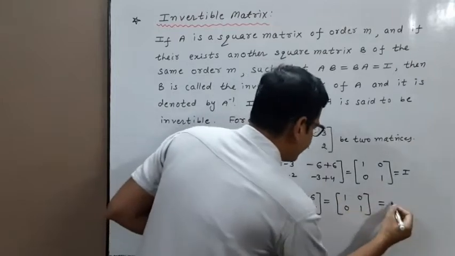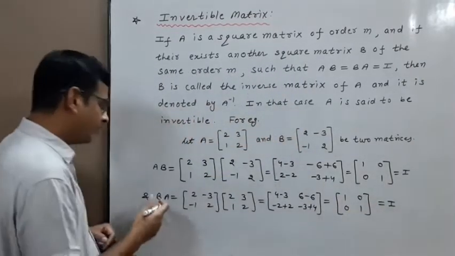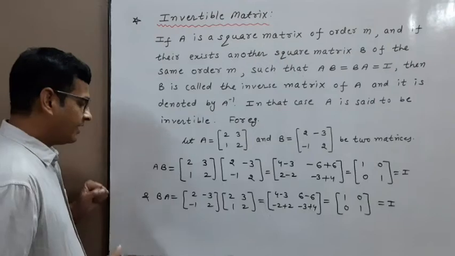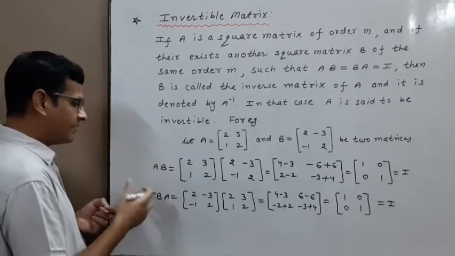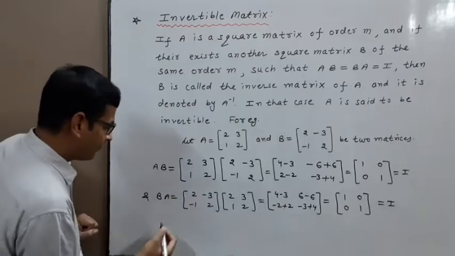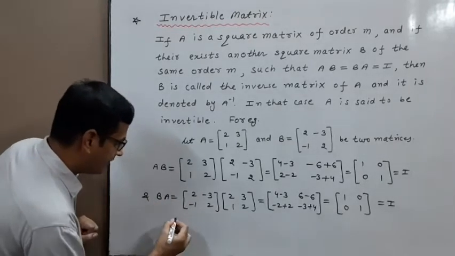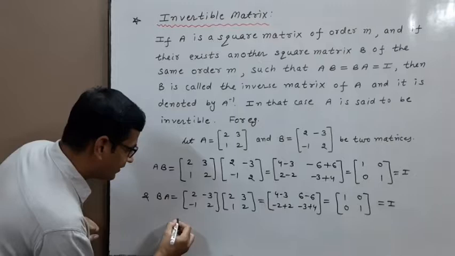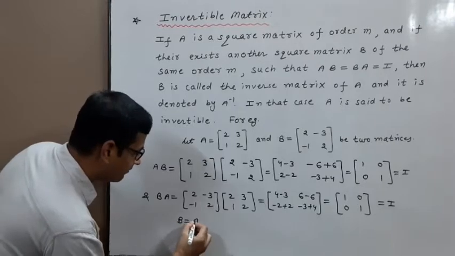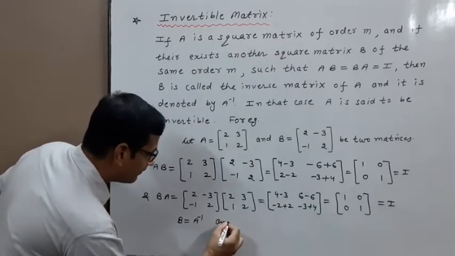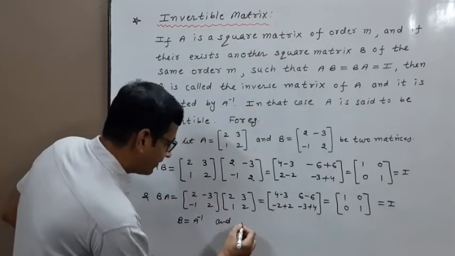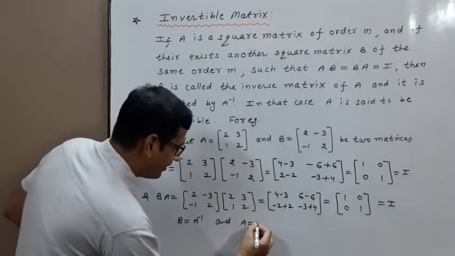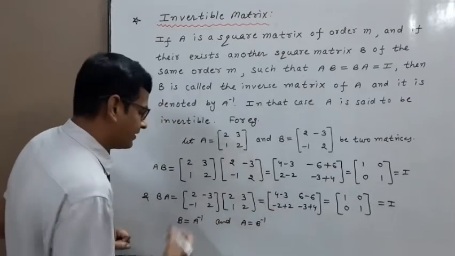Product of AB is identity matrix. Product of BA is identity matrix. It means B is inverse of A, or vice versa we can say A is inverse of B. If B is inverse of A, then B is denoted by A inverse, and if A is inverse of B, then A is denoted by B inverse.